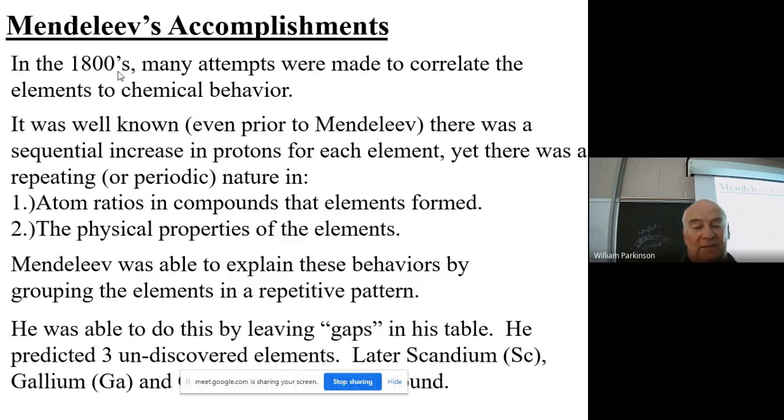One of them was found in Sweden and became known as scandium for Scandinavia. Then a couple were found in Germany, and they were named gallium. I'm not quite sure why that one was named gallium, but another one was named germanium, and that was after Germany. So Mendeleev predicted that there were missing elements that had not been discovered yet.